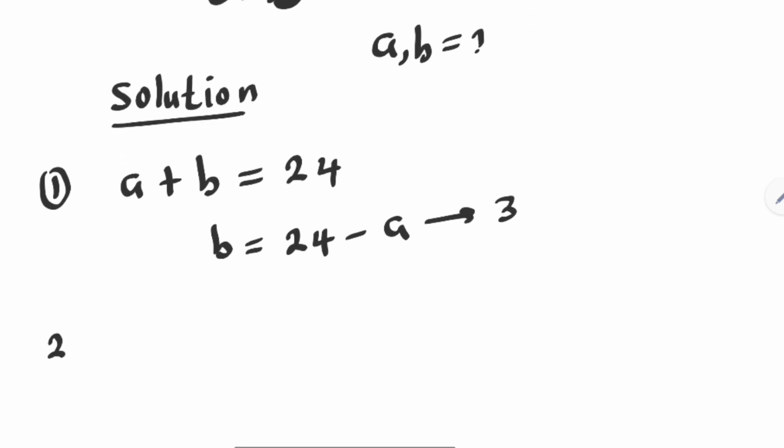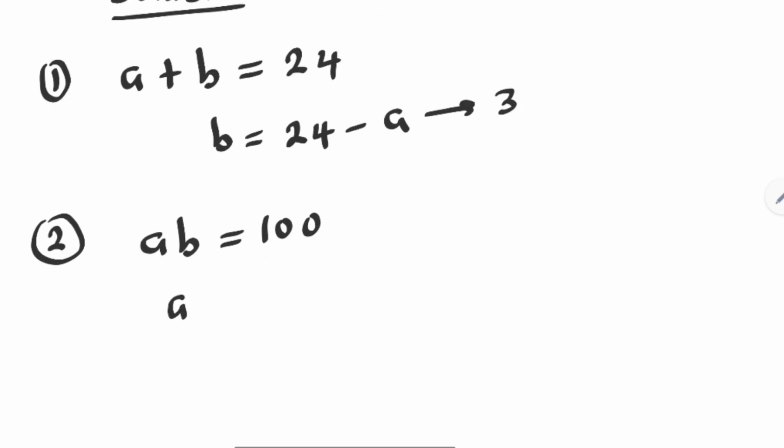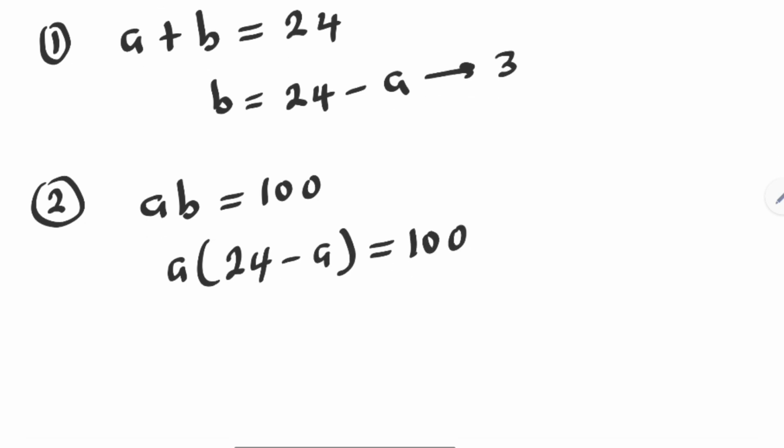From equation 2, AB is equal to 100. Let us substitute for B, which is 24 minus A. A bracket 24 minus A is equal to 100. Let us open the bracket. A multiplied by 24, that is 24A. A multiplied by minus A, that is minus A square, is equal to 100.